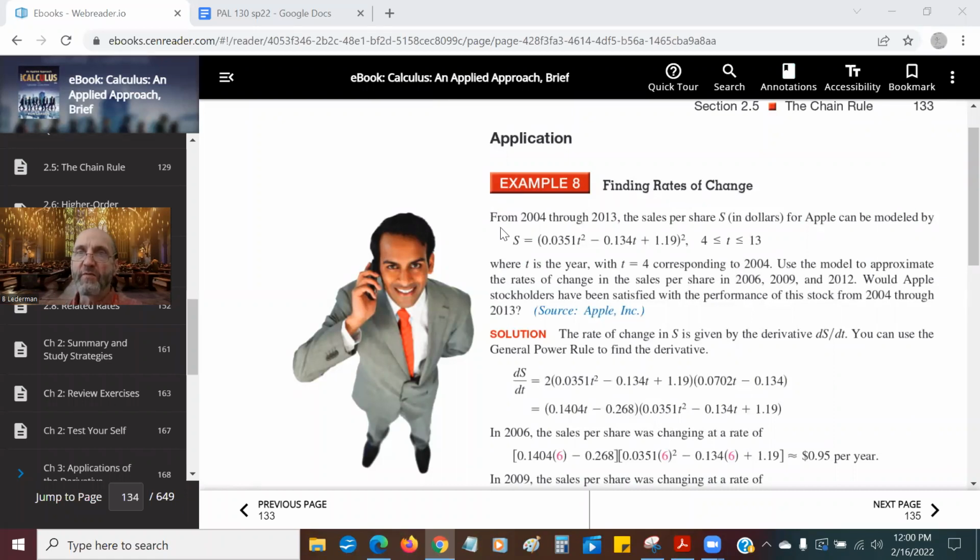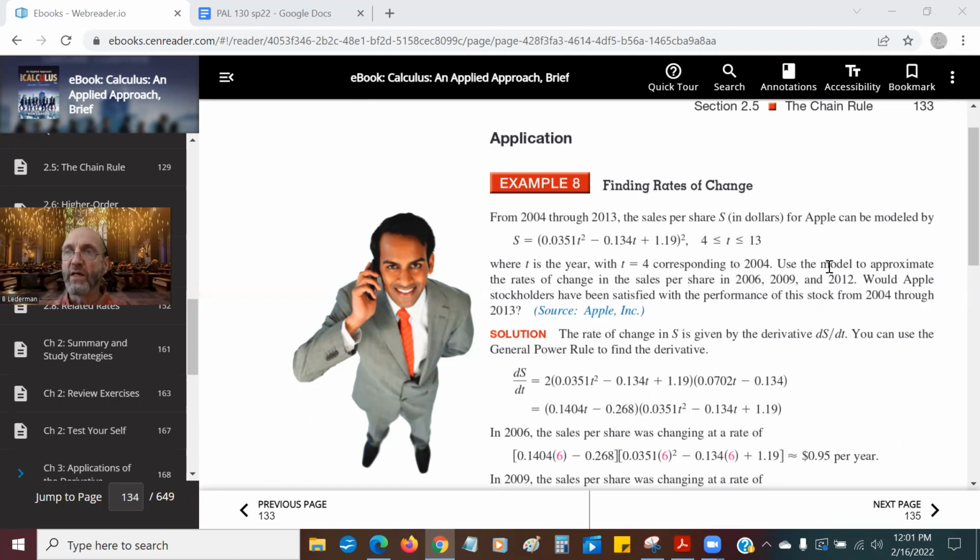Let's look at example 8. From 2004 to 2013, sales per share S for Apple can be modeled by S equals 0.351 t squared minus point whatever t plus 0.19 whatever squared. I know I didn't read that exactly right. And t is in between 4 and 13. T stands for time, and t equals 4 is 2004, t equals 13 is 2013. So t equals 0 will be the year 2000.